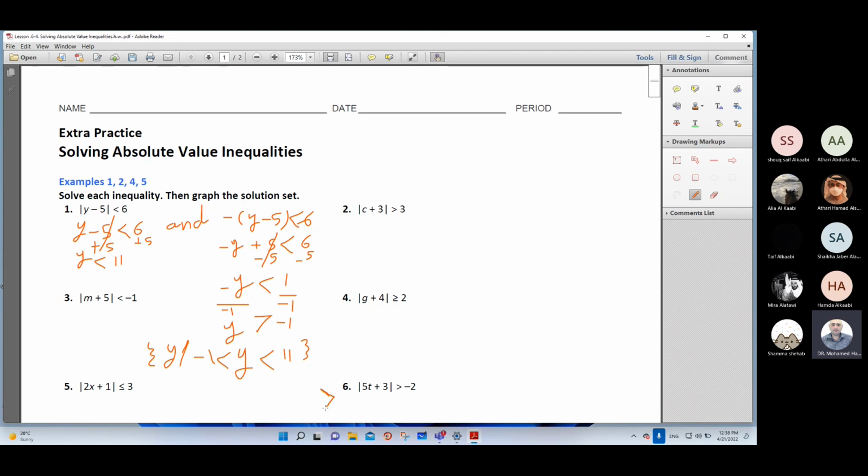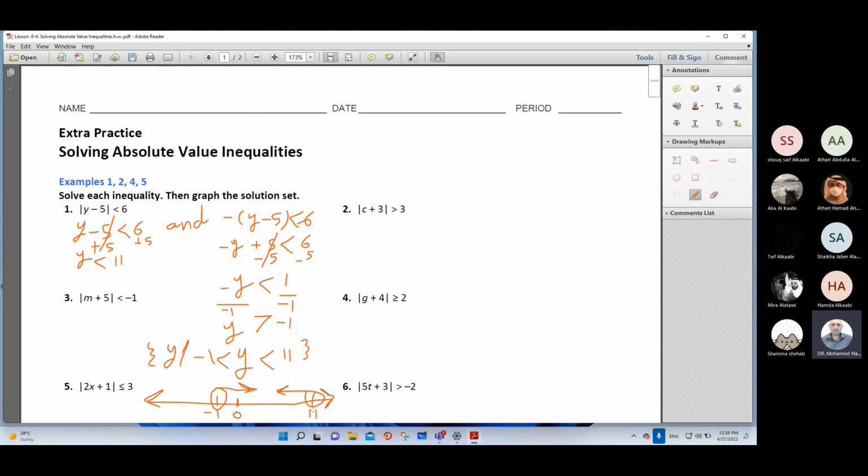Then we can graph. This is 0 here. The first value here is minus 1. We don't have an equal sign, so use an open circle. And y greater than minus 1 means to the positive side. Then take 11, also with an open circle. And y less than 11 means to the negative side. So this is the area of the solution here.